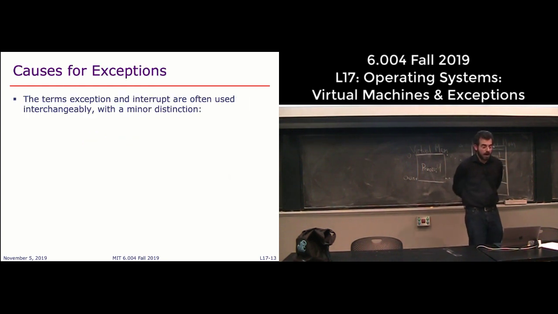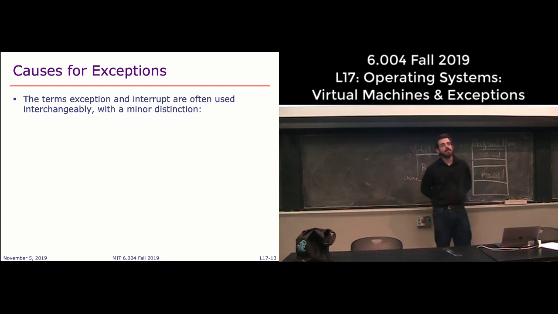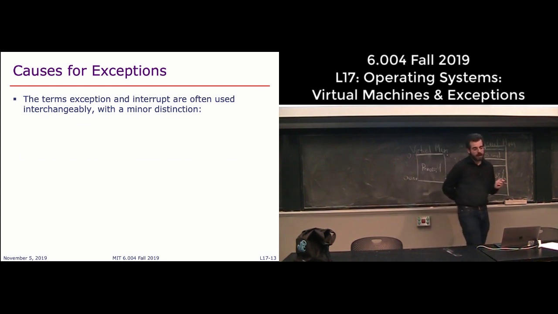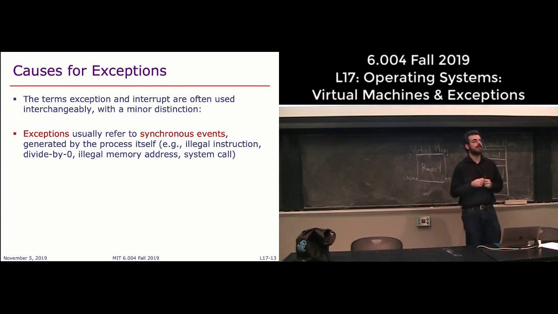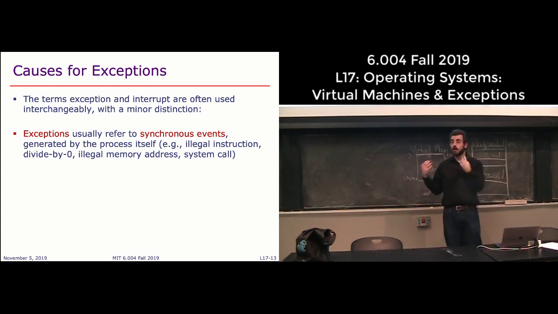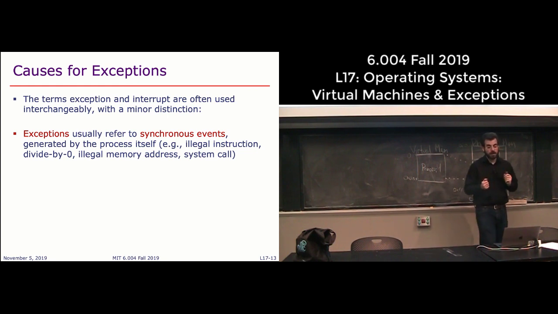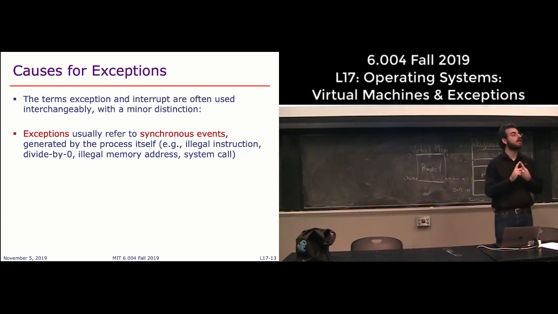Okay, so the terminology for exceptions is a little bit confusing because there are two terms that are used interchangeably or almost interchangeably. They're called exceptions and interrupts, and there's a minor distinction between them. When we talk about exceptions, generally we refer to events that are synchronous. What I mean by that is events that are generated by the process itself. The process runs an instruction that generates some exceptional condition that the operating system needs to step in to handle. Things like trying to execute an instruction that's illegal.